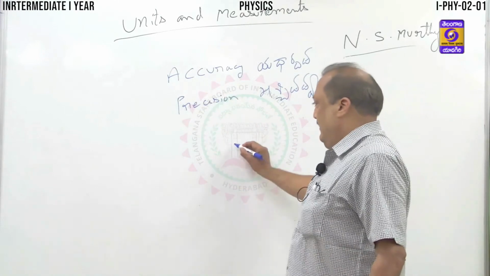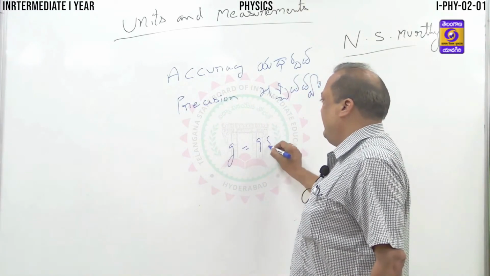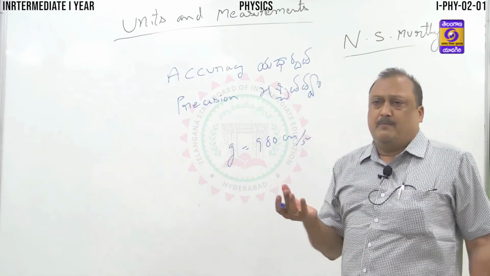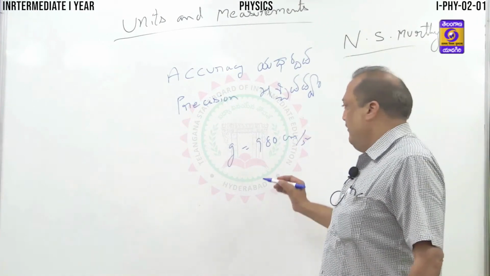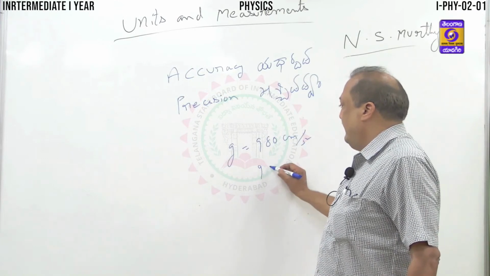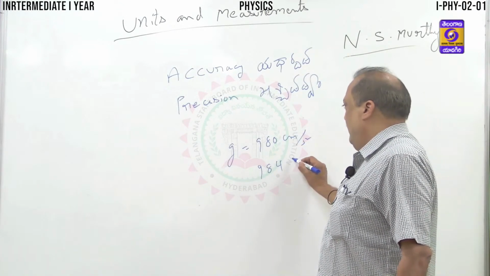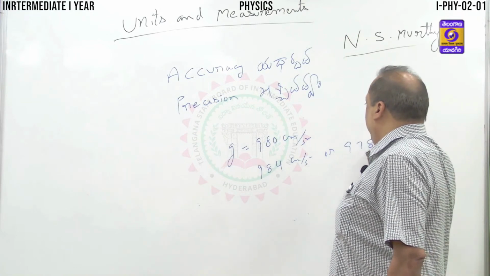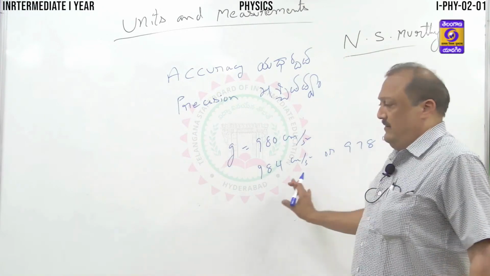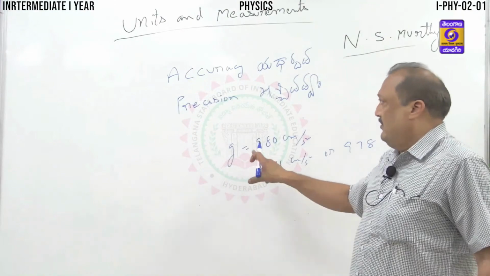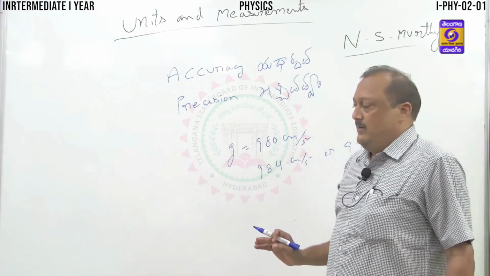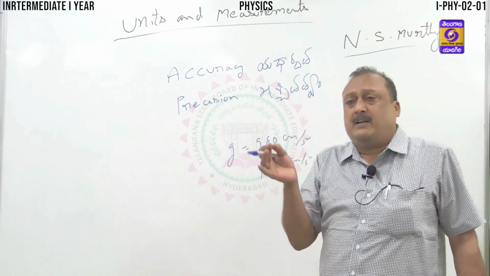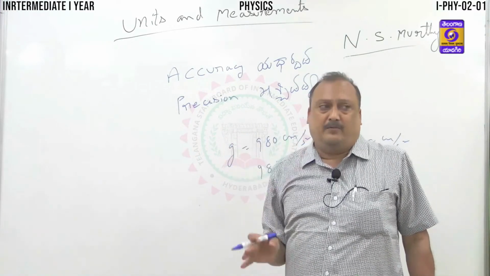For example, the value of g in the CGS system is 980 centimeter per second square. Using the simple pendulum experiment, if you get the value of g as 984 centimeter per second square or 978 centimeter per second square, this is very near to it. So then it is an accurate value, not the exact value. Accuracy is more when the measured value is very near to the true value.